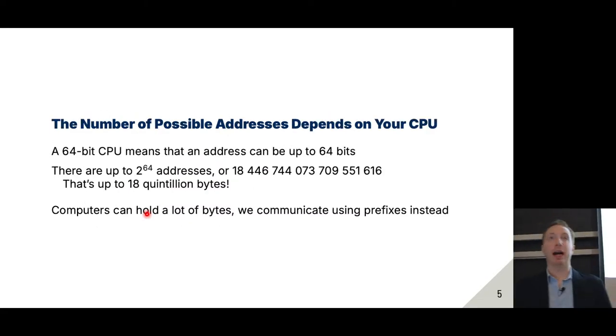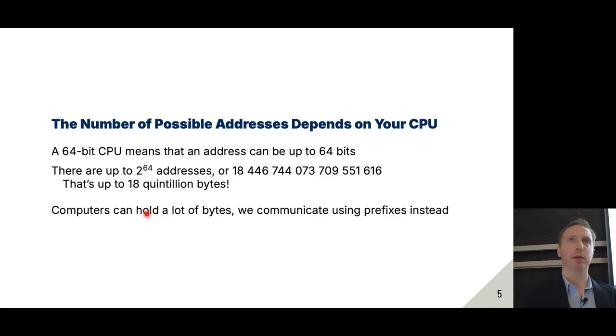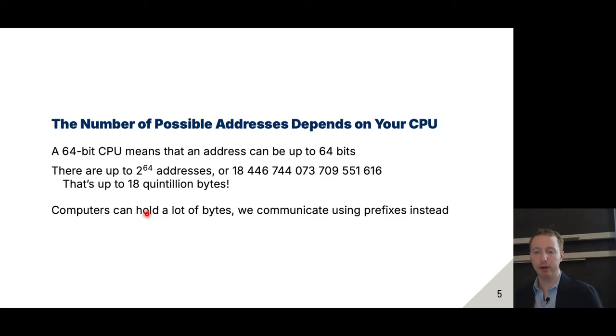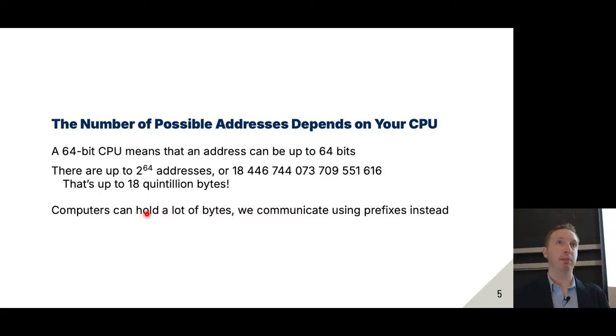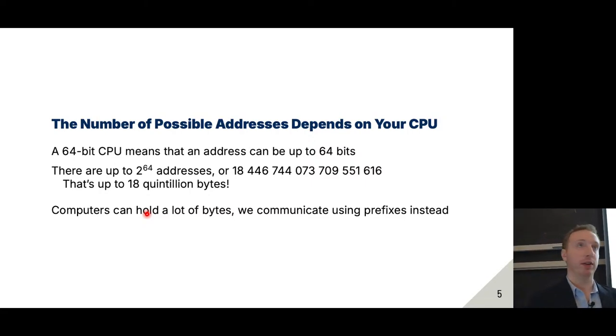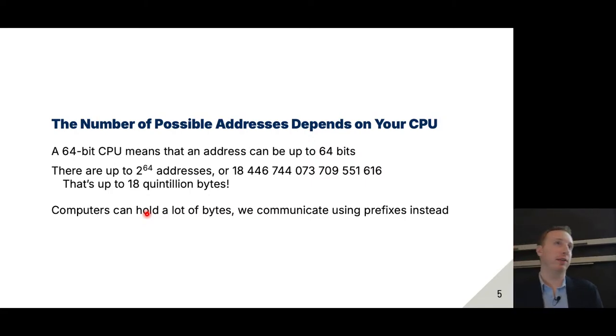So the number of actual addresses depends on your CPU. You may have heard the term, oh, I have a 64-bit CPU, and that means the CPU can address up to 2 to the 64 things. So it has 64 bits that are used for that address. And it's easiest just to think of that address as just a whole number.